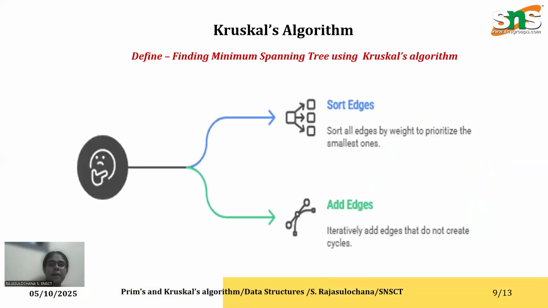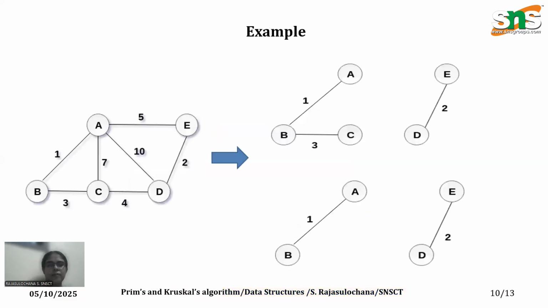Now let us discuss the working behind Kruskal's algorithm in constructing a minimum spanning tree. The first step in Kruskal's algorithm is to sort all the edge weights in ascending order of cost. Iteratively, you add the edge that does not form a cycle. If an edge is found to form a cycle, that edge is discarded. For this graph, let us start. The first edge to be added is A to B because it has the minimum cost.